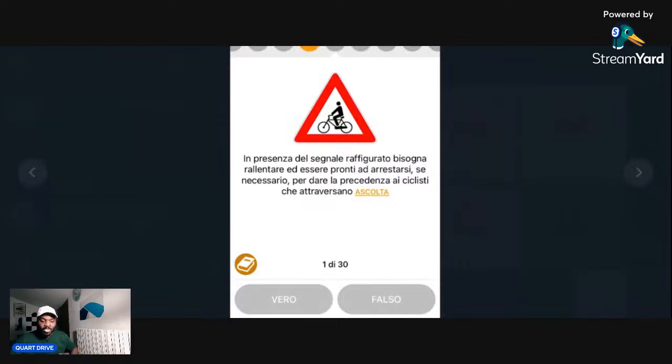And it is vero, because this one is placed at the point where people normally use bicycles to cross the road. So it is a pre-aviso or a warning message letting you know that there are bicycles crossing at that point. So you have to slow down. So this one is also vero.